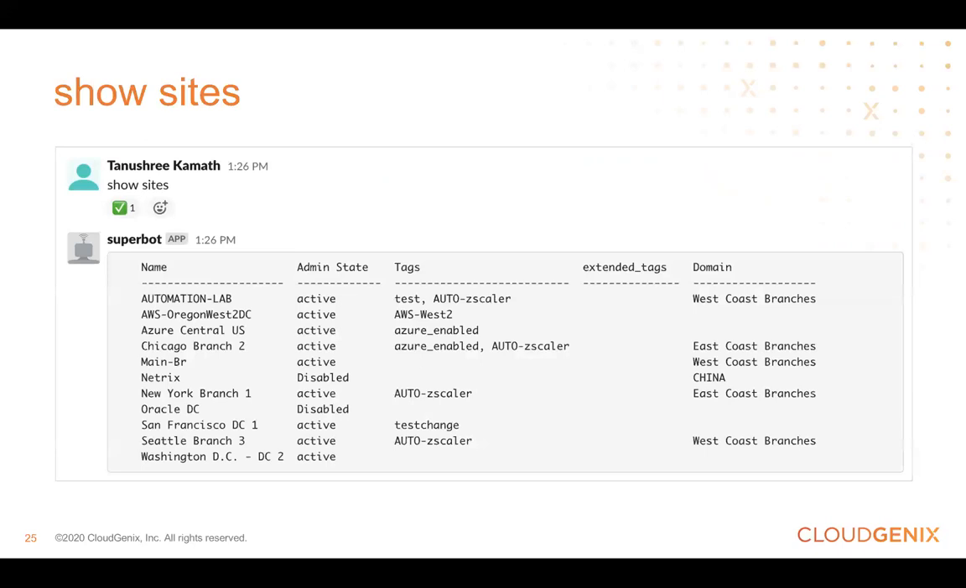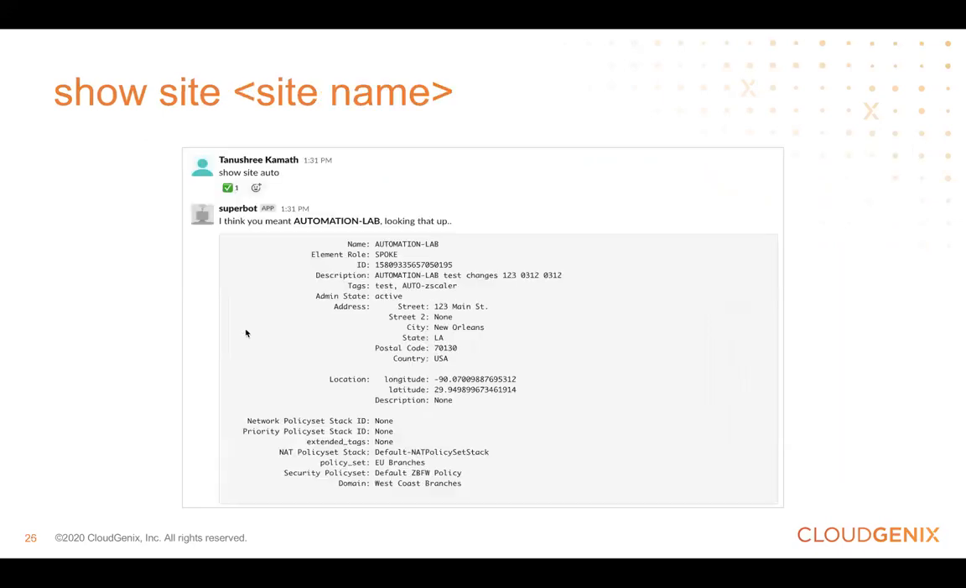Show sites. It's going to show me a list of all the sites that are part of this demo tenant of mine, right? You want to see what is their current admin status, what domains they belong to. It basically lists the entire site in your tenant.